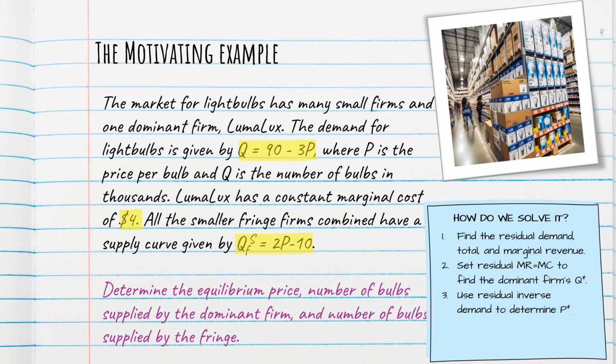Then we have to move away from the monopoly world and ask ourselves, what about the fringe? Well, the fringe is going to supply according to their supply curve, so we just plug the price into the supply curve to figure out the number of units supplied by the fringe. So this question is really like a monopoly with a twist, because in the middle, we're solving it just like a monopoly question. But the beginning requires a little bit of work where we figure out the demand that's actually available to that dominant firm.